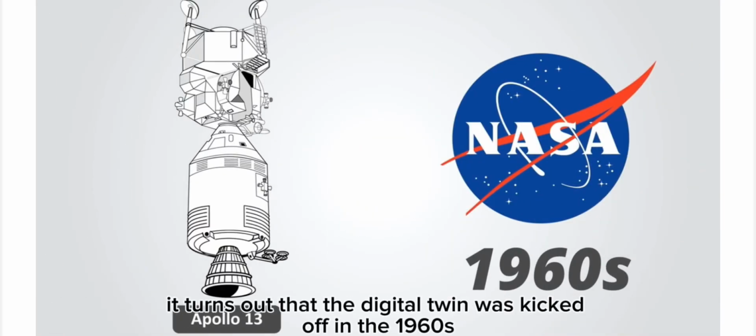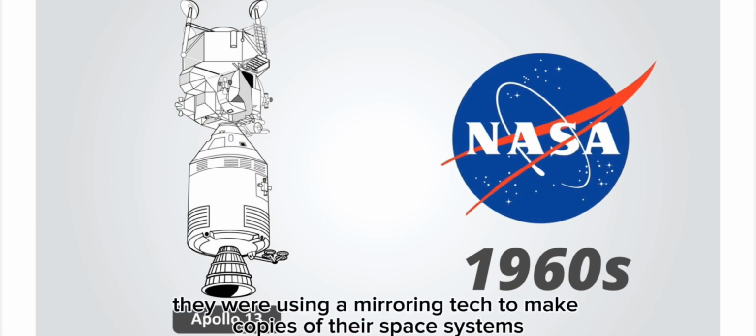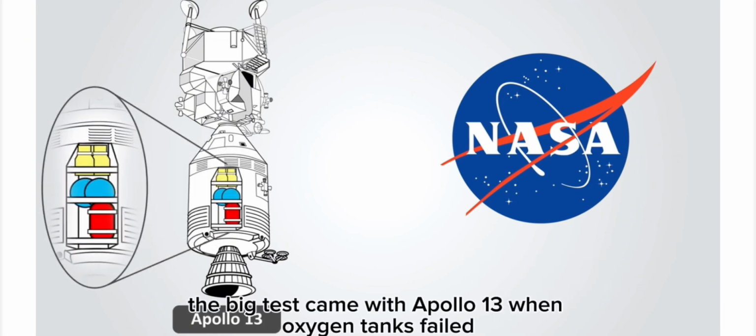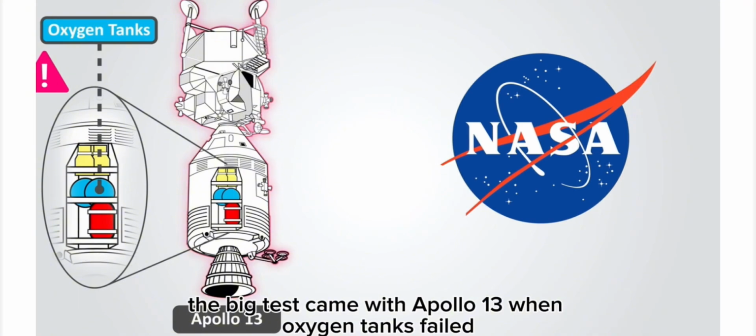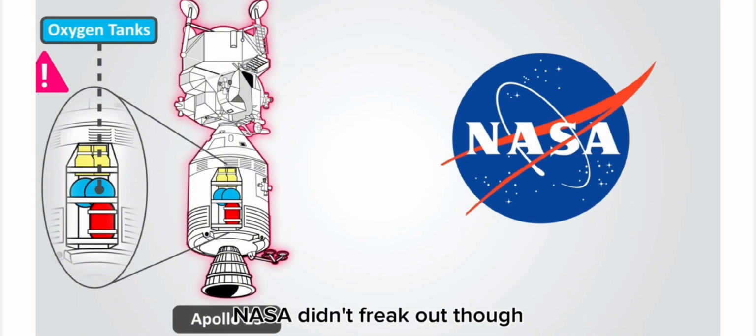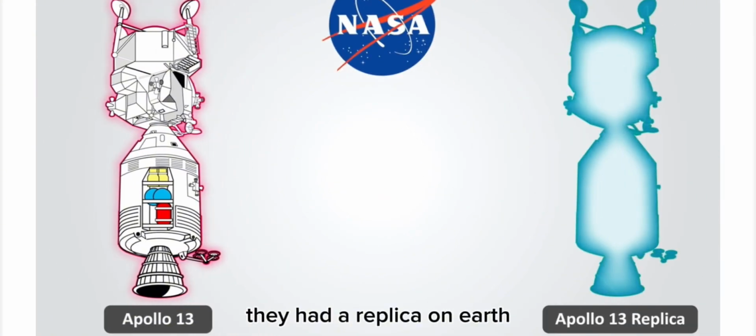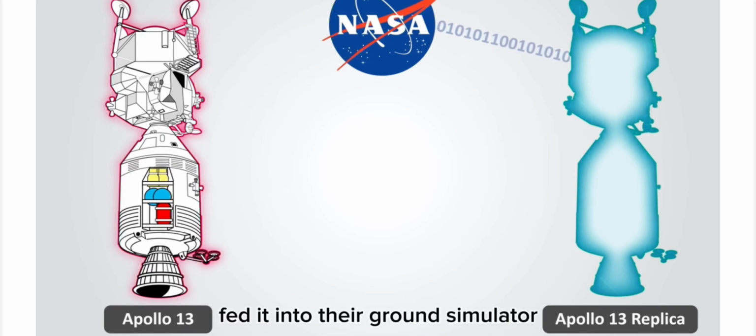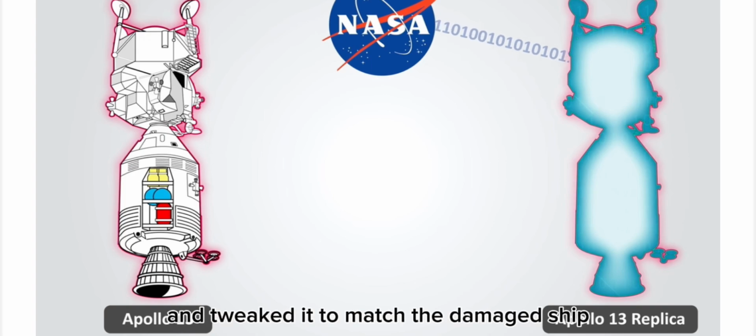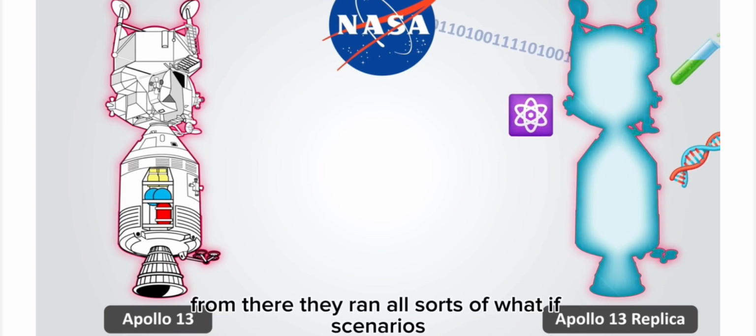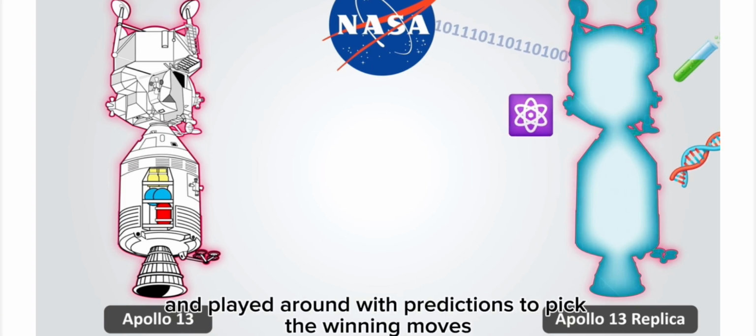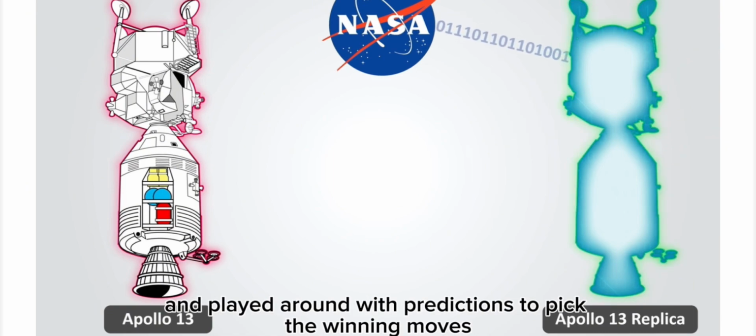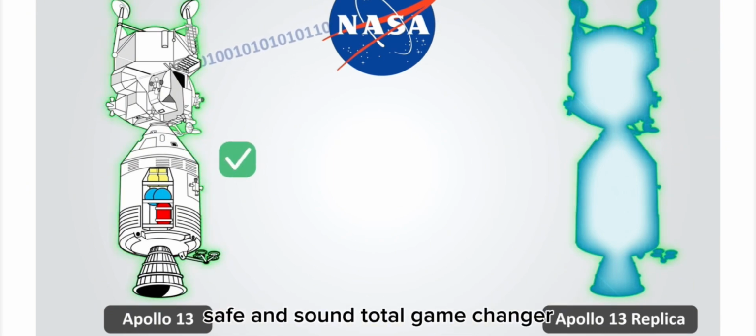It turns out that the digital twin was kicked off in the 1960s with NASA. They were using mirroring tech to make copies of their space systems. The big test came from Apollo 13 when oxygen tanks failed, leaving the spacecraft stranded. NASA didn't freak out. Though they had a replica on Earth, they grabbed data from the actual spacecraft, fed it into their ground simulator, and tweaked it to match the damaged ship. From there, they ran all sorts of what-if scenarios and played around with prediction to pick the winning moves and bring the astronauts back home safe and sound.